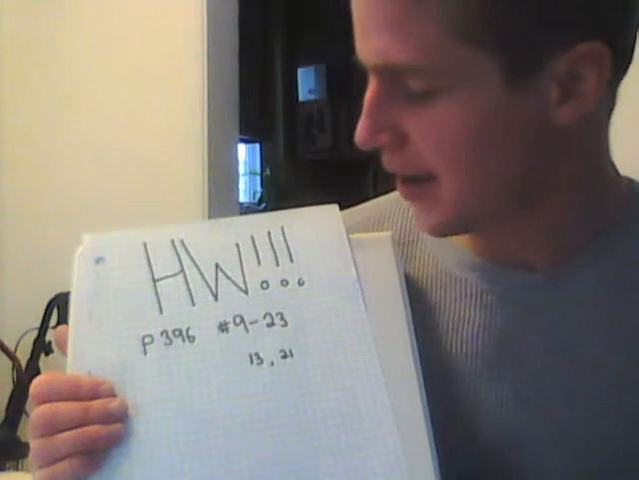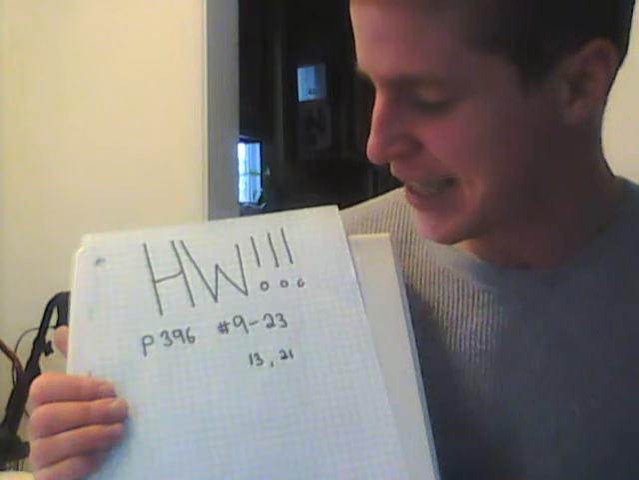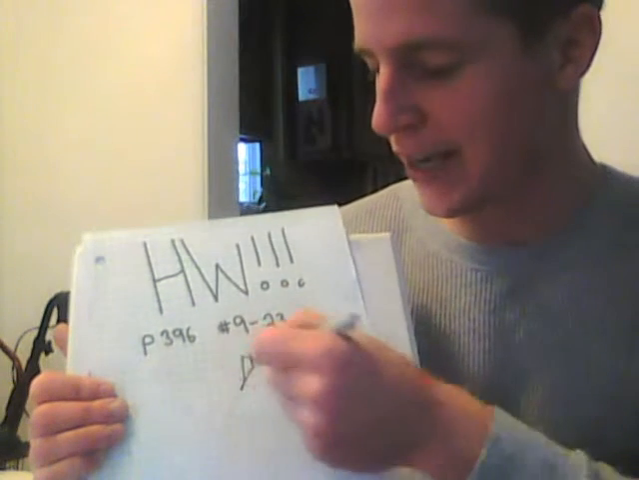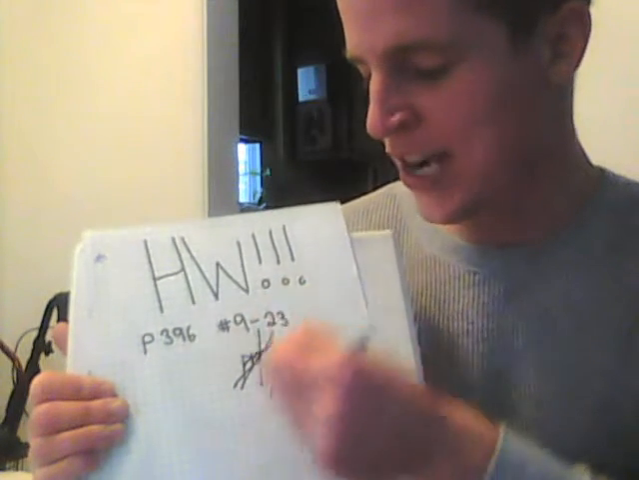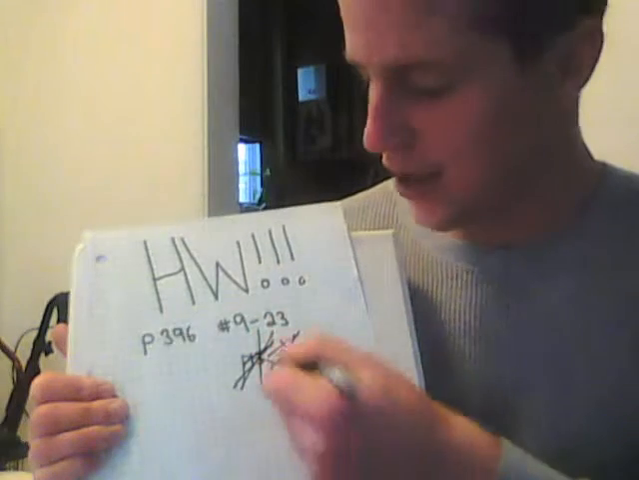So our homework is going to be on page 396, 9 to 23. And for you visual learners, we are not doing 13, or 21, okay? So no 13 or no 21.